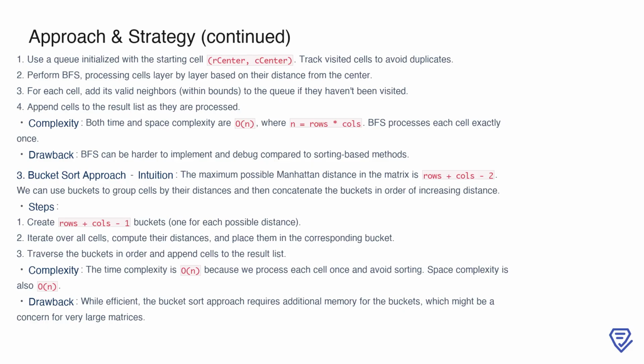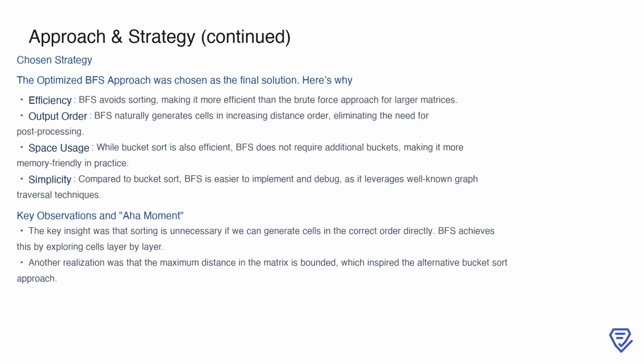By creating a fixed number of buckets and placing each cell into the bucket corresponding to its distance, we can avoid sorting entirely. After processing all cells, the buckets are concatenated in increasing order of distances. While this method is efficient, it requires extra memory for the buckets, which may be a limitation for very large matrices. The optimized BFS approach was chosen as the final solution for several reasons.